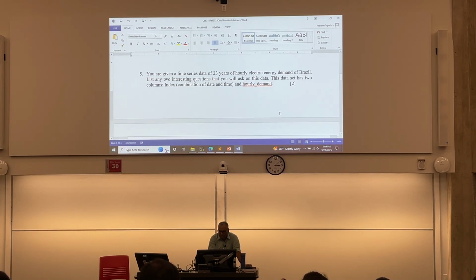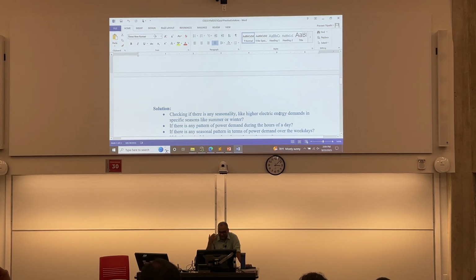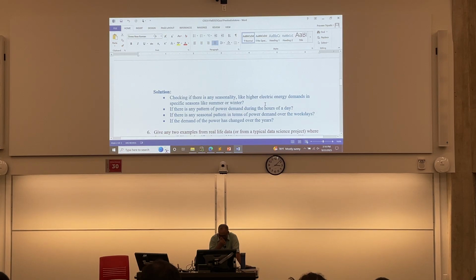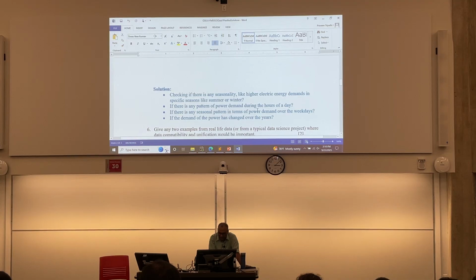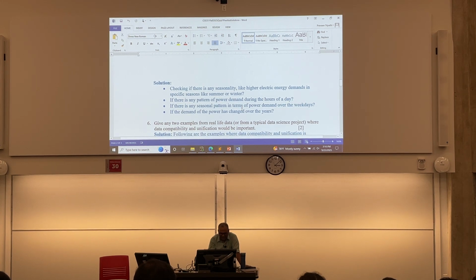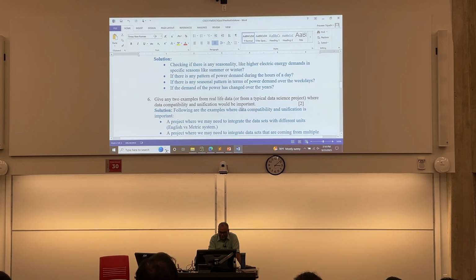So, don't worry, we have some directions. You can think about checking if there is any seasonality, like higher electric energy demand in specific seasons, like summer or winter. If there is any pattern of power demand during the hour of the day. If there is a seasonal pattern in terms of power demand over weekdays. So some general questions that you could think of. Now, please ignore question number 6. We didn't discuss this part.